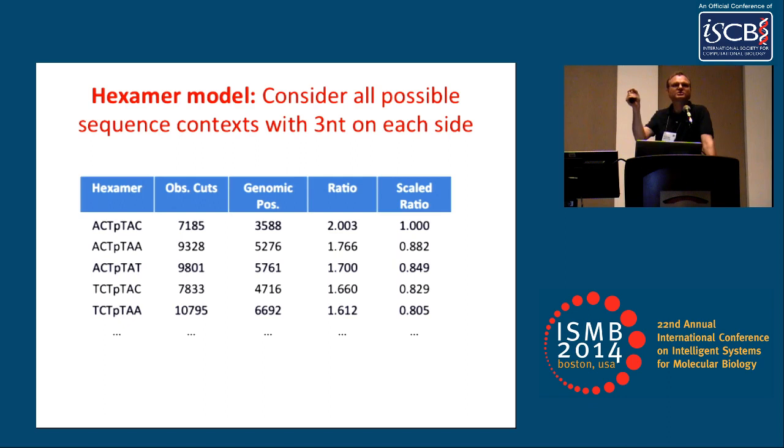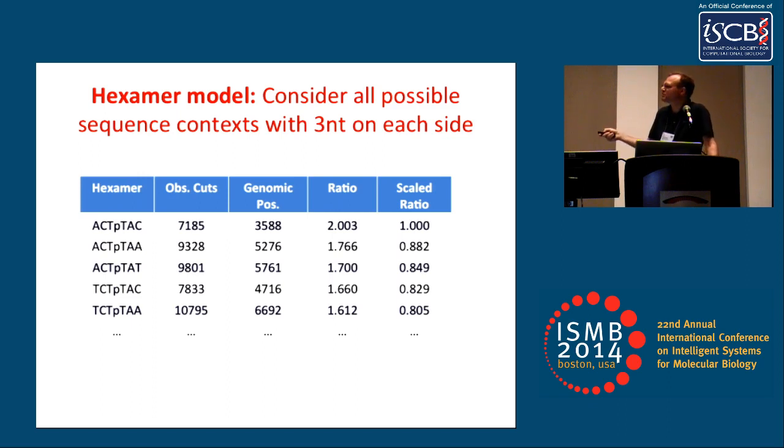And then every time it cuts somewhere, we're keeping track of the local sequence context. For instance, the number of cuts that are made, this P is the phosphate that's cleaved out, right? In the context of an ACT-TCA hexamer, there's 7,100 cuts made in this data set in that kind of sequence context. The number of genomic positions varies with the hexamer, so you have to control for that, basically by taking the ratio, it turns out. And then, of course, this ratio, because it's the observed number of cuts divided by the genomic positions, scales with the total size of your library.